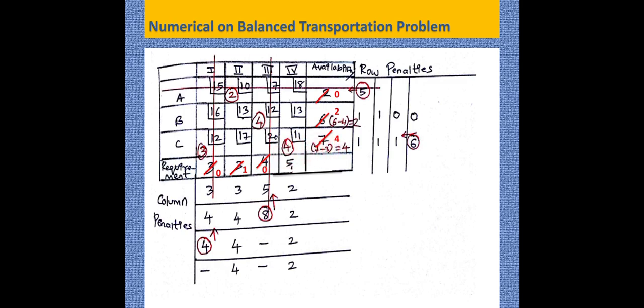Later it has to be reduced from the availability and requirement. So this particular row becomes 0. Here 5 minus 4 is equal to 1, 5 minus 4 is equal to 1. Now this particular row will get eliminated, that is struck off.